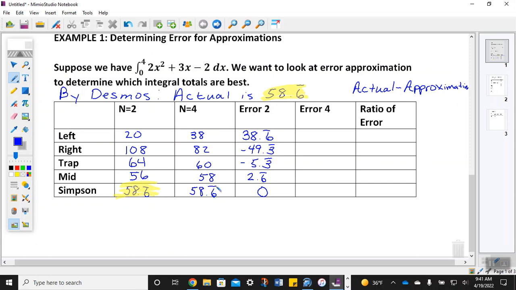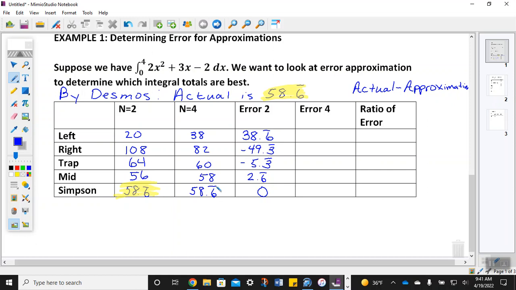Kids, this is what I want to show you. We'll talk more about this as we consider what's happening here. In this problem I have 38 as my approximation for how many intervals? 4. So my left-hand sum of 4 intervals is 38. When I had a left-hand sum of 2 intervals, we had 20, right? Which led to an error of how much? 38.6.